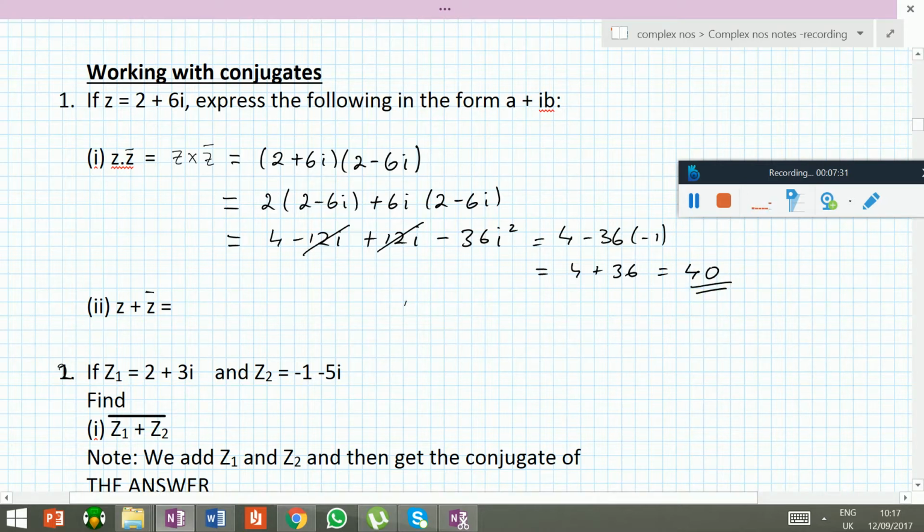The next one we're asked to do is z plus z bar. So that would be z, which is 2 plus 6i, plus z bar, which is 2 minus 6i. And that's simply equal to, you add your real parts together, 2 plus 2 is a 4, 6i minus 6i is 0. So your answer is simply 4.